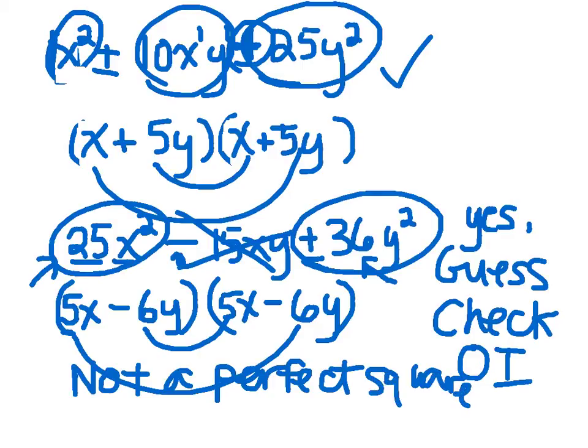So when you're doing the problems for the homework, the directions for the factoring part say, first, decide whether each trinomial is a perfect square, and second, if it is, factor it. If it's not, write not a perfect square.